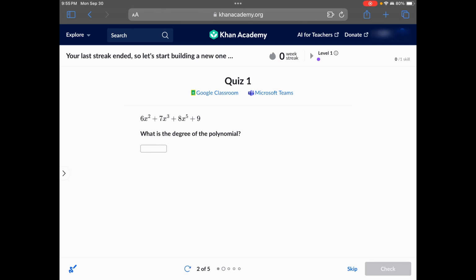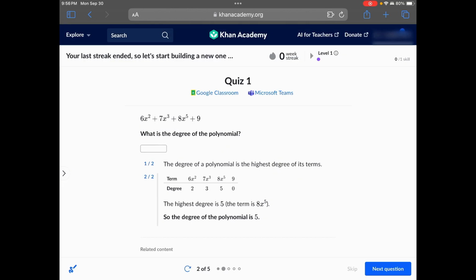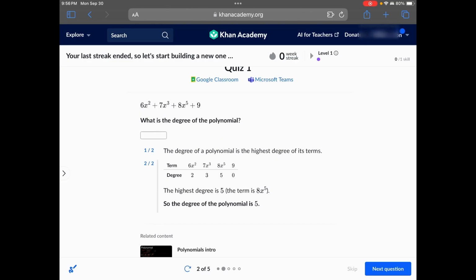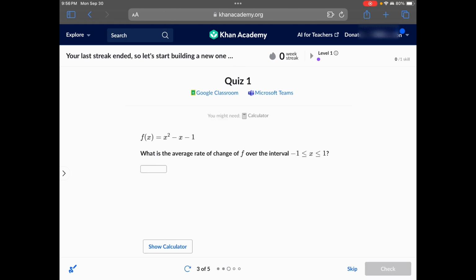And next question. It's asking about what is the degree of the polynomial. So if you want to find the degree of the polynomial, you always want the highest one. In this case, I'll say 5 is highest in this polynomial. So the degree of the polynomial is 5.